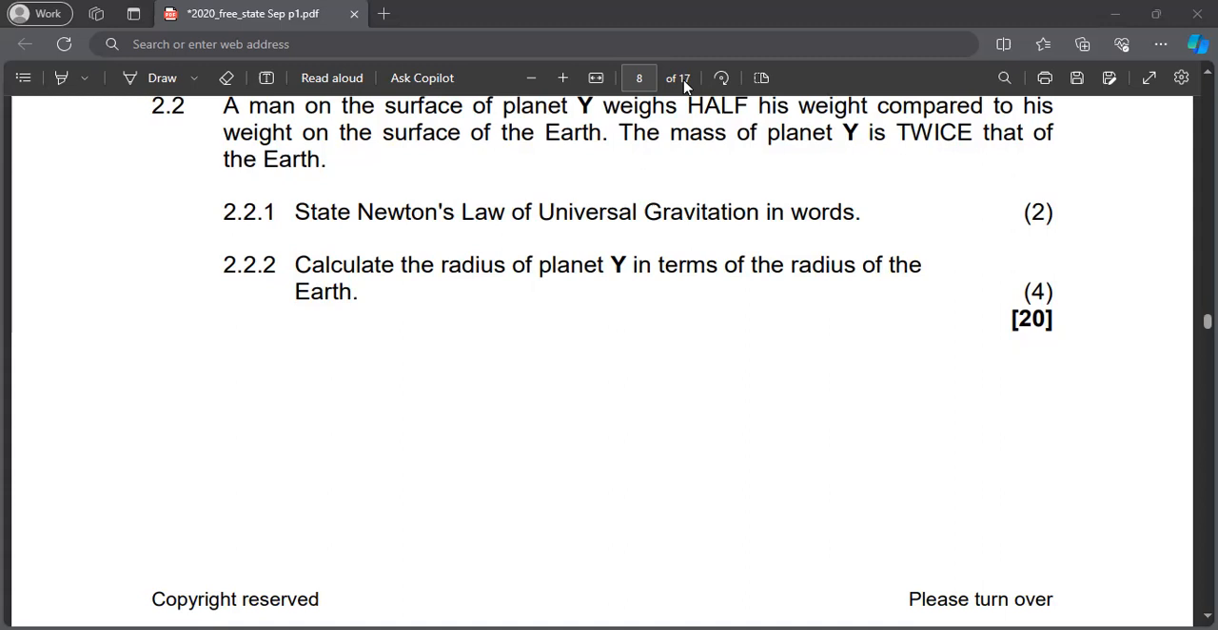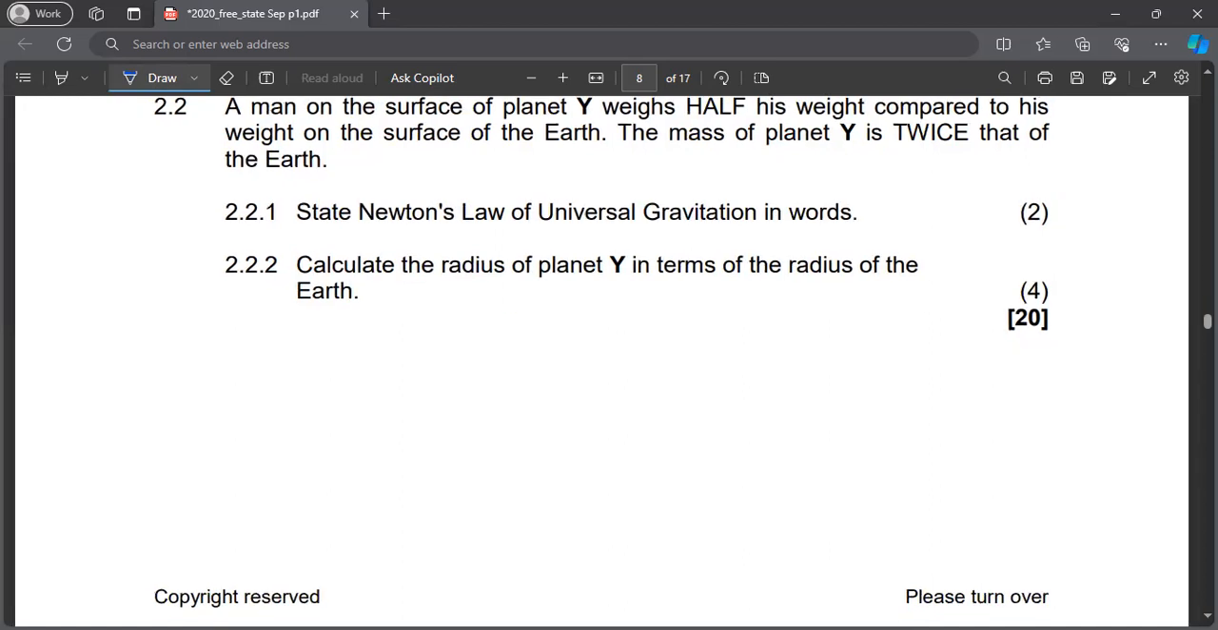Now the question is, how do we tackle this one? Firstly, we have to go to the relationship they told us. They said a man on the surface of this planet weighs half his weight compared to his weight on the surface of the Earth. That's where we start.